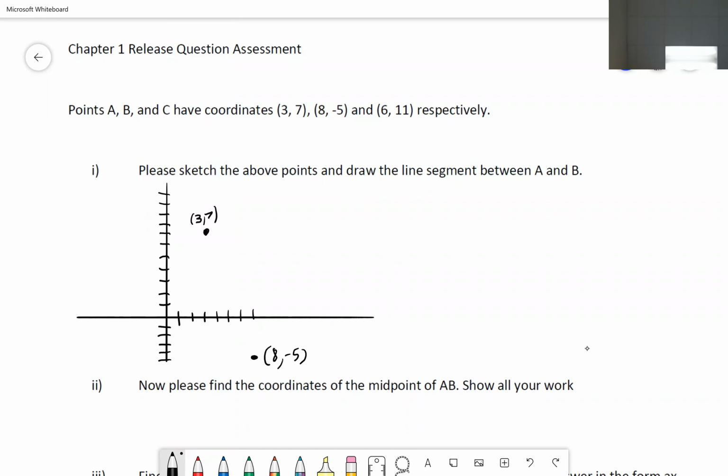So I'll do it again. 1, 2, 3, 4, 5, 6. 1, 2, 3, 4, 5, 6, 7, 8, 9, 10, 11. So I've got to make sure I do it right. This guy's over here, so I should have one more.